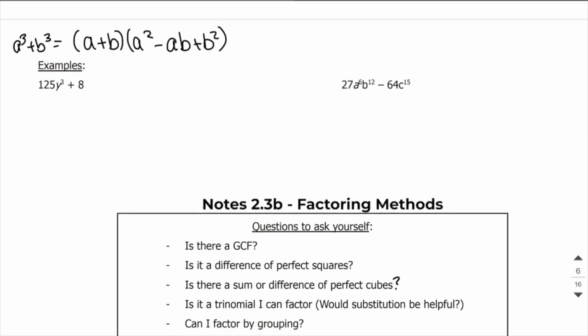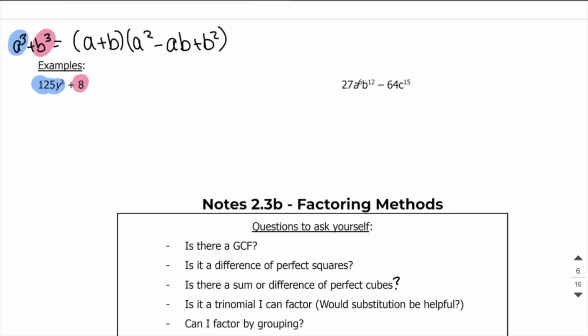So now I have to identify what the a is and what the b is. If you can see here, the a cubed is this 125y to the power of 3, and the b cubed is this 8. So I'm going to write on the side right here, I want to figure out what a is going to be if I know what a cubed is.